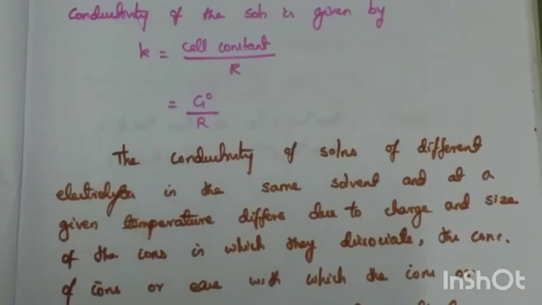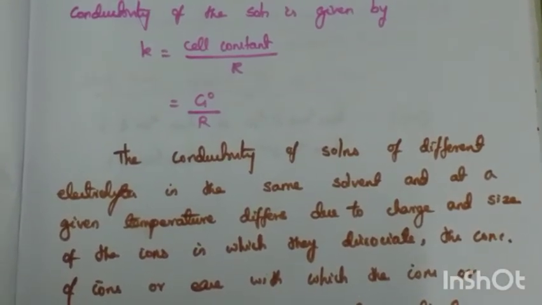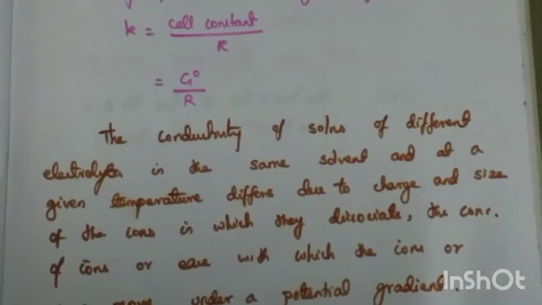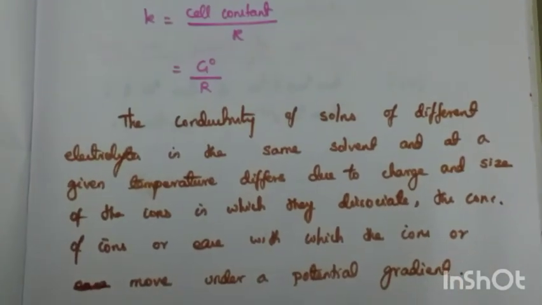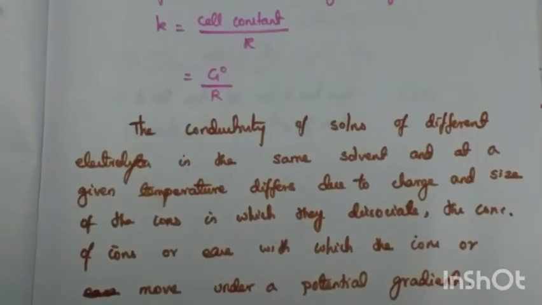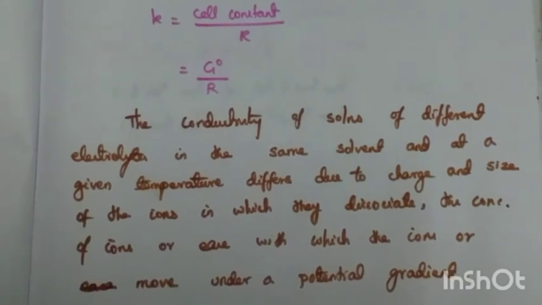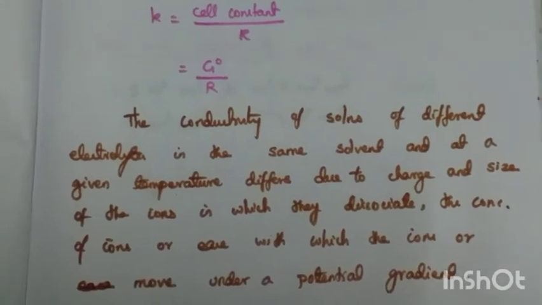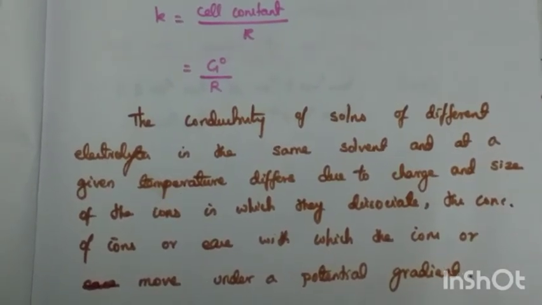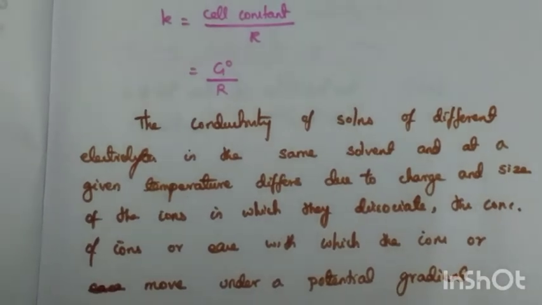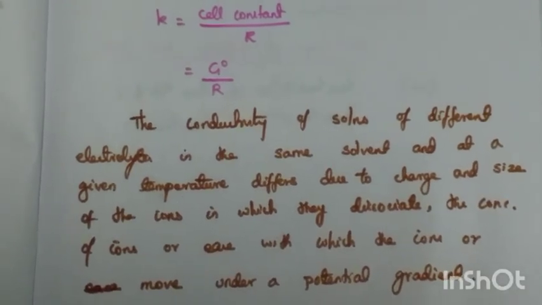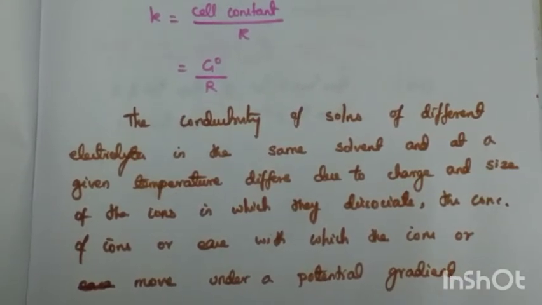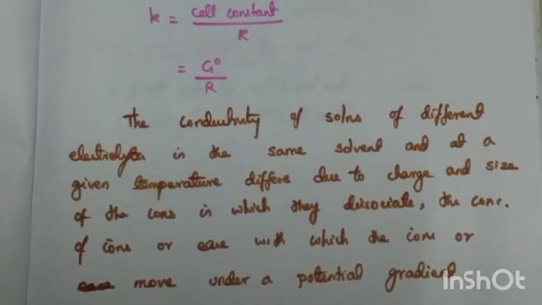That means the conductivity of solutions of different electrolytes dissolved in the same solvent have different values. For example, in one beaker we take NaCl, in another KCl, in another sodium nitrate. All are dissolved in water and the temperature is constant. Even though we use the same solvent and temperature, the conductivity of the electrolytes differs. Why? Due to the charge and the size of the ions.